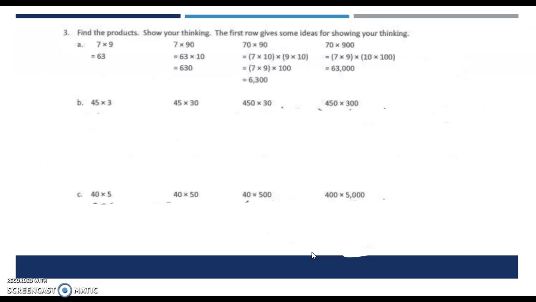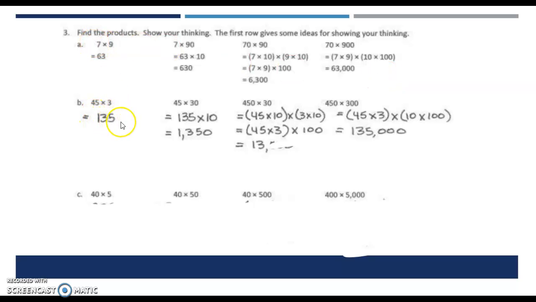So now for the next one. We're going to find the product, show your thinking. The first row gives some ideas for show your thinking. So this is going to break out associative and distributive property and decomposing. So they have A for us, and now we're going to try this. 45 times 3. So that is 135.